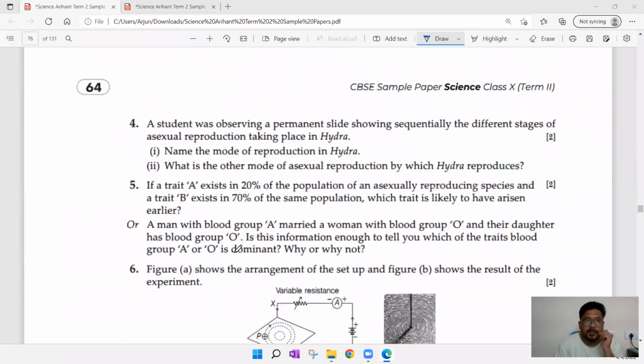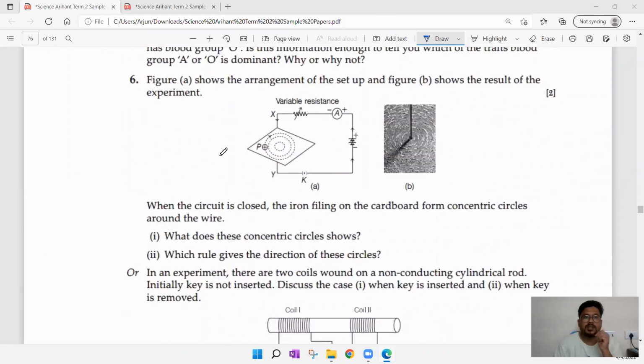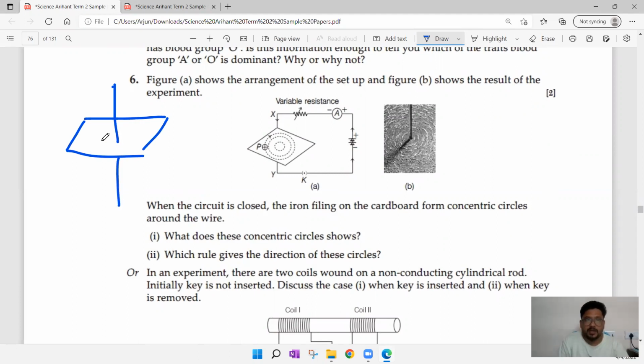Now the sixth question. Figure A shows the arrangement of the setup and figure B shows the result of the experiment. If you take one paper, insert one copper wire, sprinkle a few iron filings and connect that copper wire to a battery, what happens as soon as you connect it? Around this conductor, a magnetic field is produced. Because of the magnetic field, if you tap this cardboard 4 to 5 times, all iron filings will automatically be arranged in one pattern. That pattern is a concentric circle pattern.